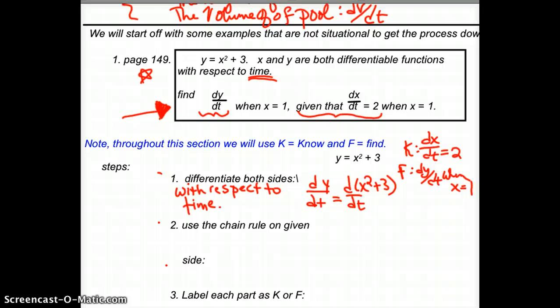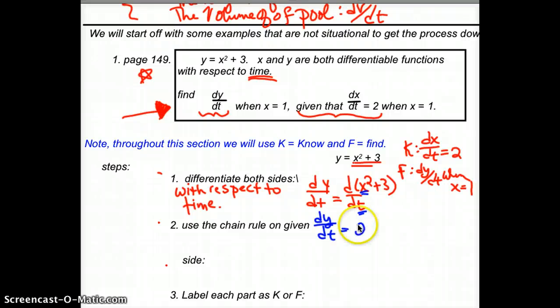So it now says use the chain rule on the given side. And by the given side, I mean this. Notice again, we don't have a match in variables here. It's not d of x squared dx. It's d of x squared plus 3 dt, which means I've got a chain rule situation going on right here. And again, whenever you have a non-match in variables, x is itself a function. And so I'm going to do the derivative with respect to x.